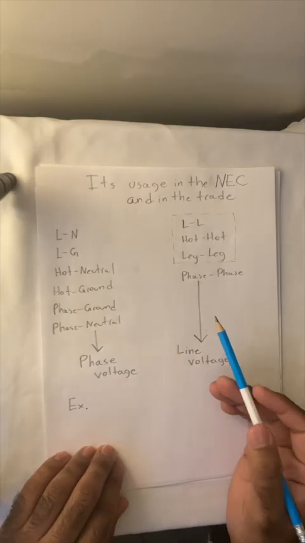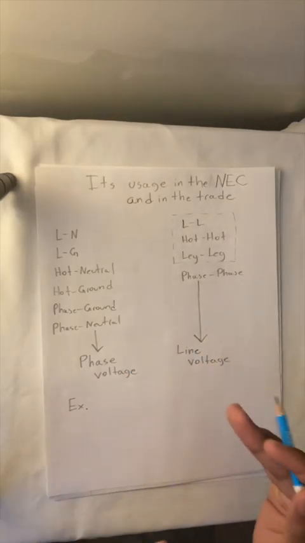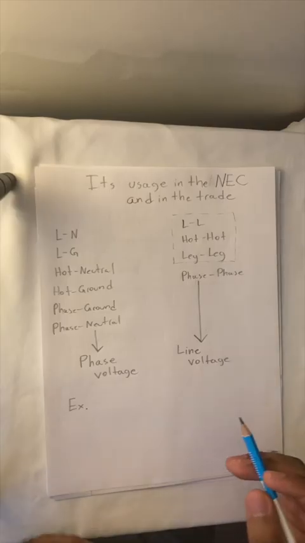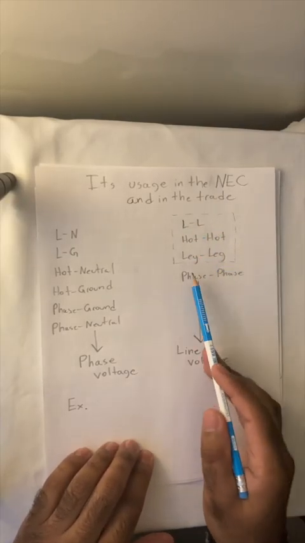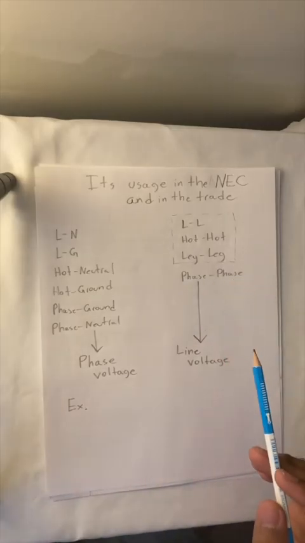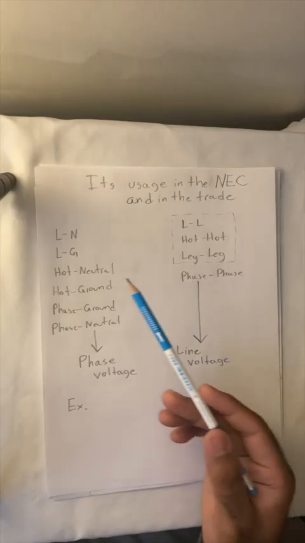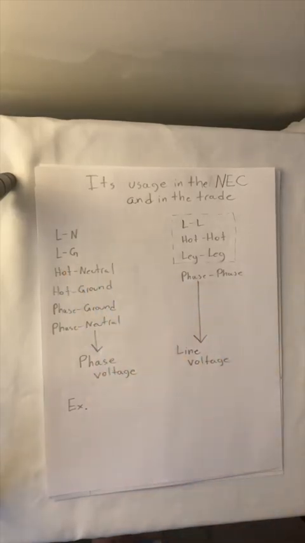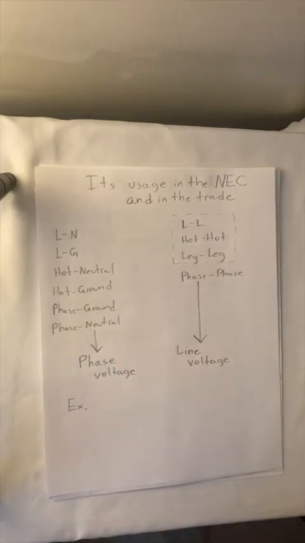So usually when we speak about line voltage in general, it is basically line to line, or hot to hot, or leg to leg, or phase to phase. Phase voltage is L to N. Generally speaking, we say line to ground, for instance, or hot to neutral, or phase to neutral, or phase to ground.